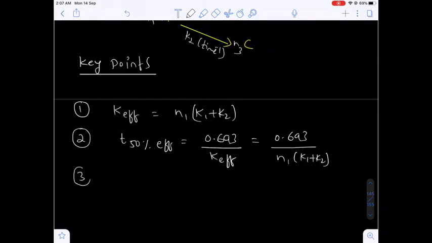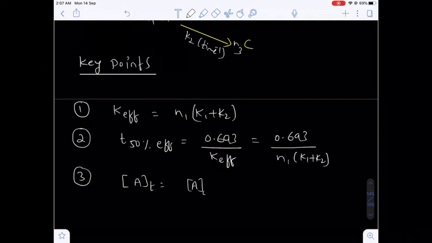Now come to the third important point. What will be the concentration of reactant at a certain time T? It equals the initial concentration of reactant into e to the power minus N1 into K1 plus K2 into T.